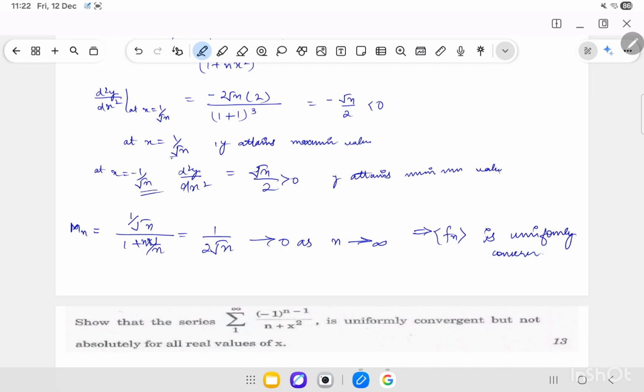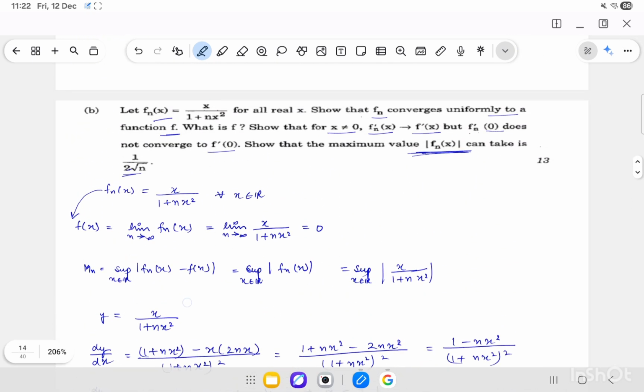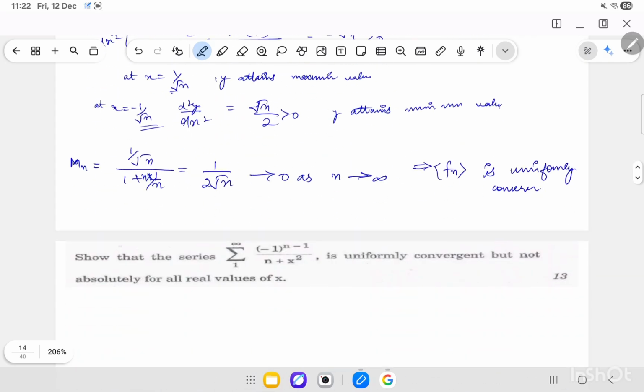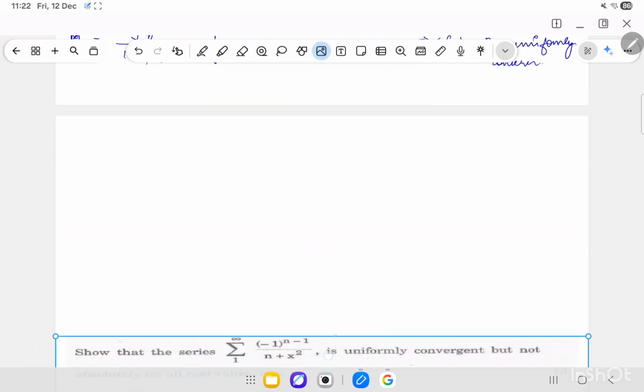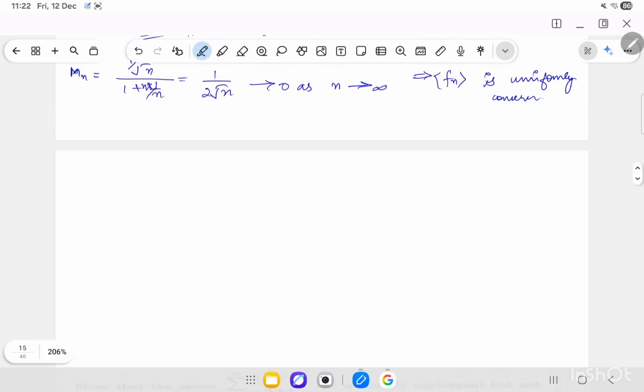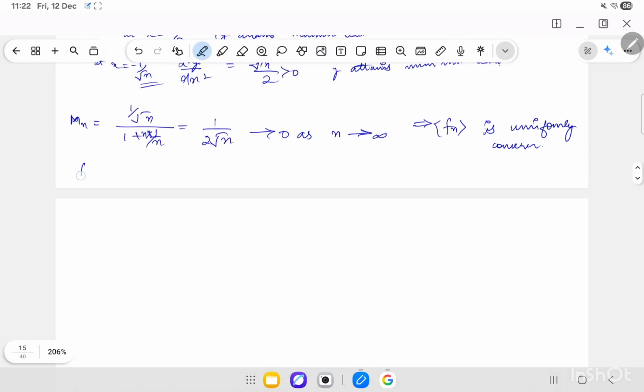Now the question further asks us, there is another part of the question in which we are supposed to show that for x not equal to 0, Fn dash x approaches f dash x, but this doesn't hold for x equal to 0. Now let's see how we can show that. So my Fn x is basically x divided by 1 plus nx square.